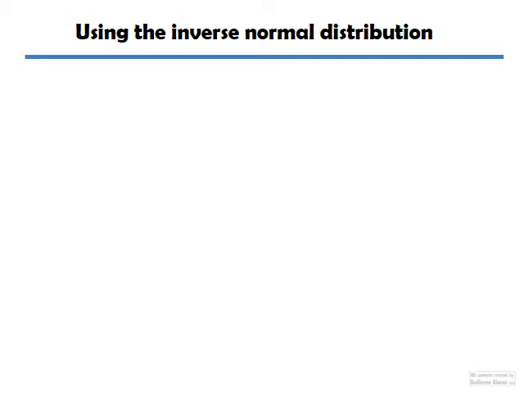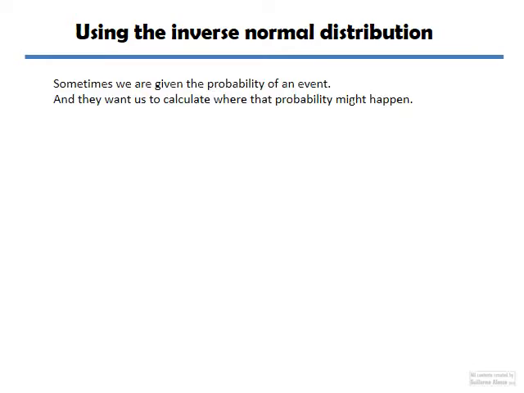And we're going to use what's probably one of the hardest things with the normal distribution, which is the inverse normal distribution. It's another function in the calculator. And how do we use it? Sometimes they give us the probability, and they want us to calculate where that probability might happen. From where to where is that probability? Now, I have a function for that. It's an invNorm function.